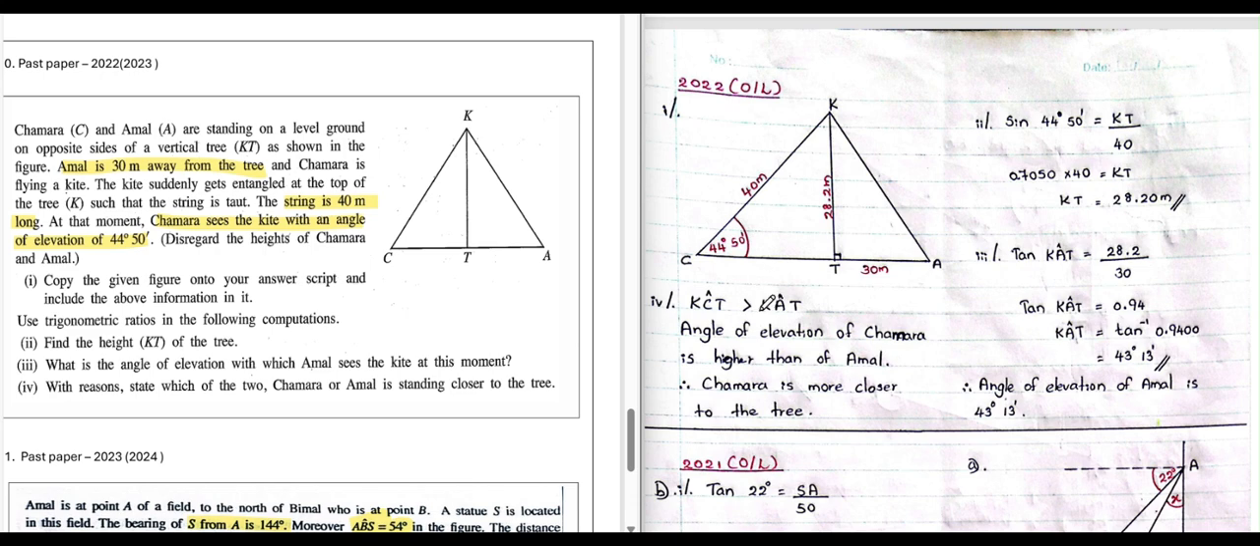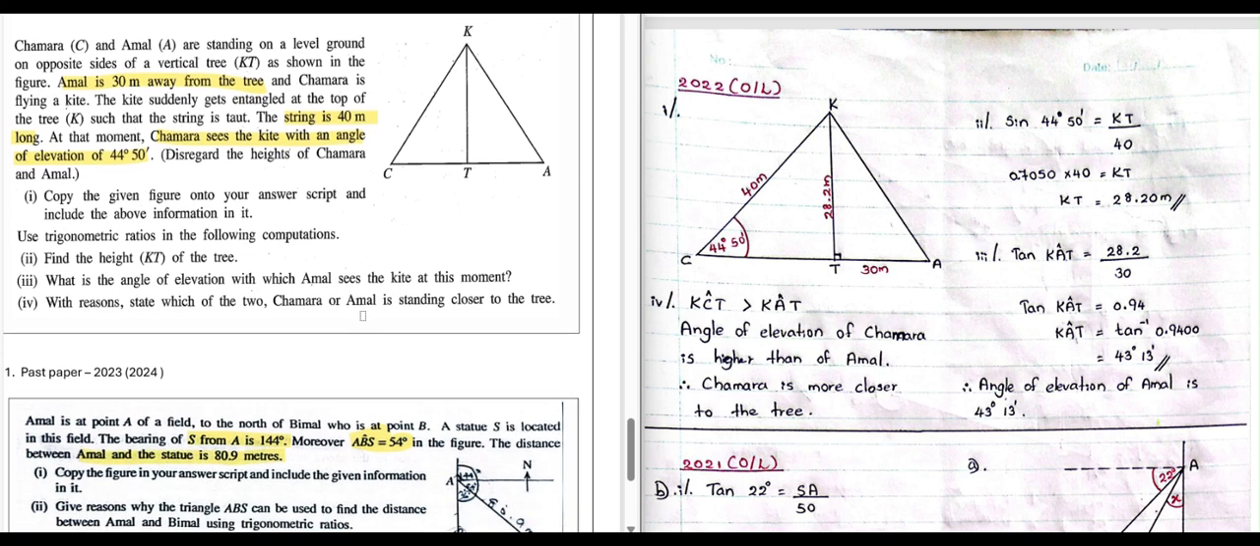Then what is the second? Use trigonometric ratios in the following computations. First one, find the height KT of the tree. Now we have to find this height. Okay, so let's see. When we are taking this large triangle, that is not a right angle triangle. So if you're going to find the distances using sine and cosine, we need a right angle triangle. So since this is a vertical tree, here it should be 90, right?